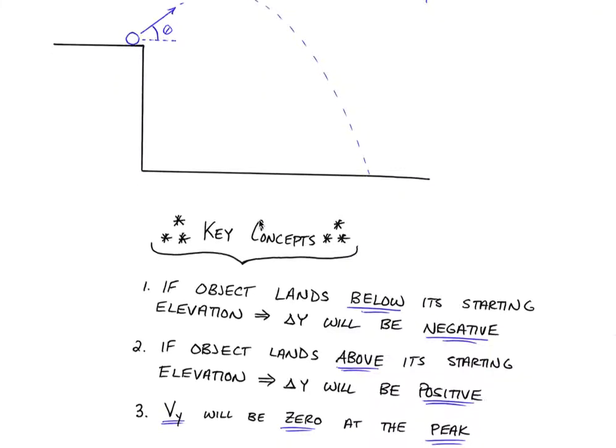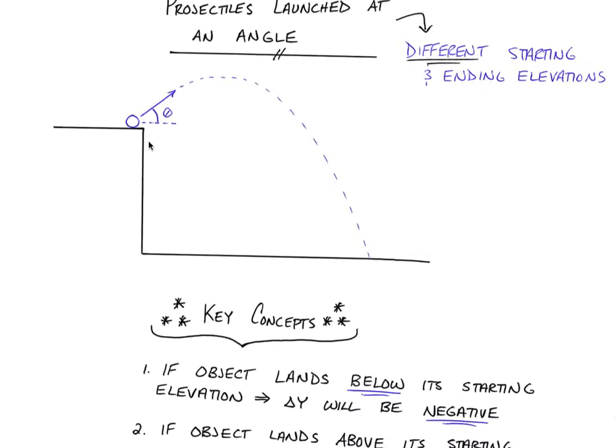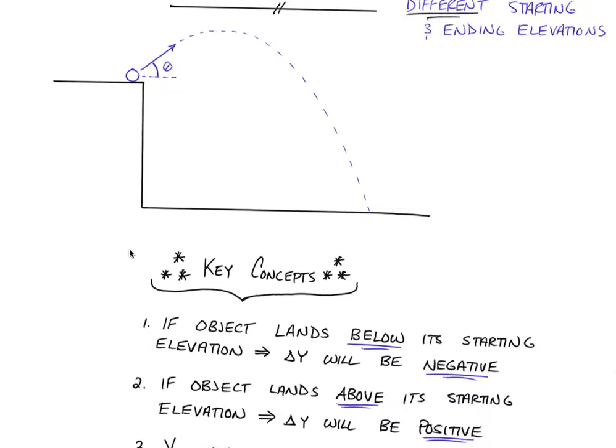The first one: if the object lands below its starting elevation, something like this example up here, the total delta y that it's experienced, because it's ending up below where it started, is going to be negative. If it's the reverse and something is launched from, say, down here and lands up here, well, that object ends above where it started, so the delta y, the vertical displacement, would be positive. So hopefully it seems straightforward, but just keep in the back of your mind, delta y will be negative if the object winds up below where it began, and delta y will be positive if the object lands above where it began.